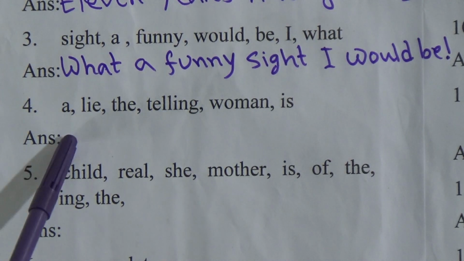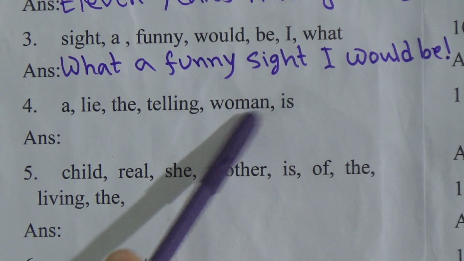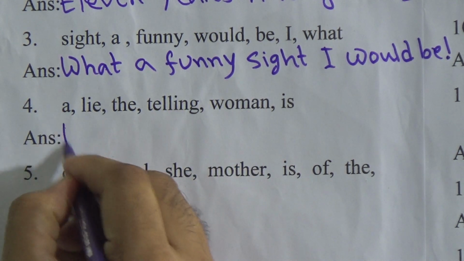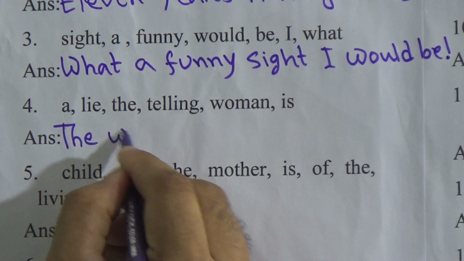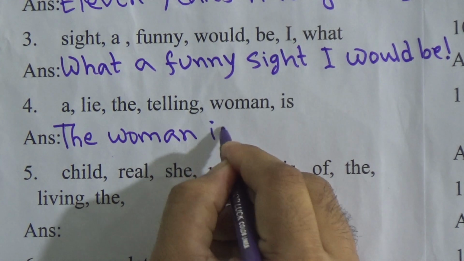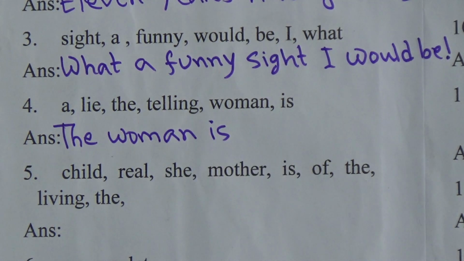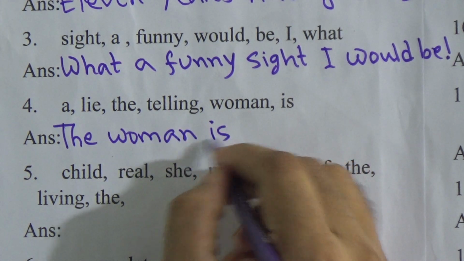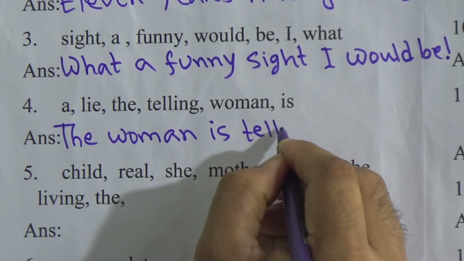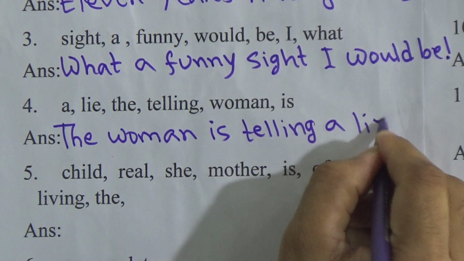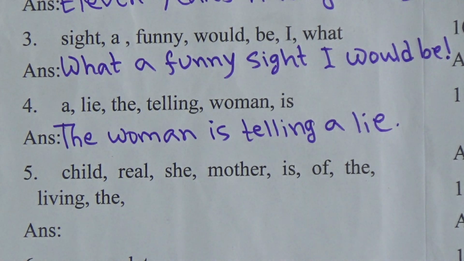Okay, next one is telling. Woman, is, a lie. So the subject is the woman. The woman. Then the be verb is: the woman is, our continuous tense, present continuous. That's why the verb should be ing. The woman is telling, it comes from tell. The woman is telling a lie, object. The woman is telling a lie.